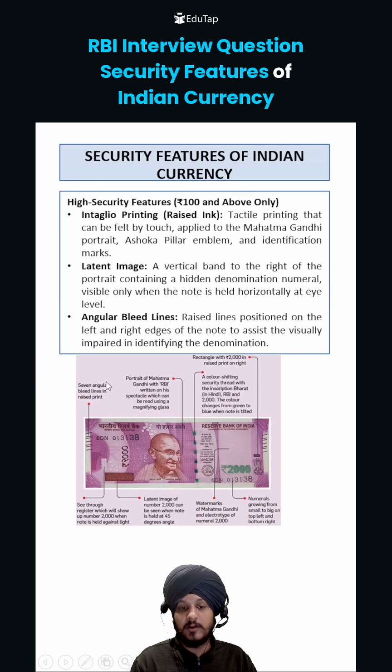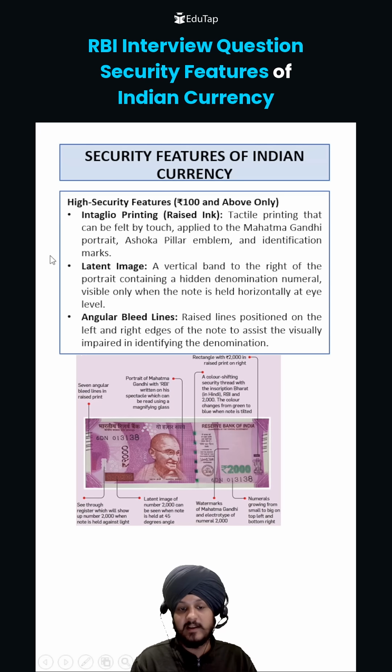The next is angular bleed lines. These are the lines that you can see as a part of this picture. These are basically raised lines on the left and the right side of the edges, and they are very helpful for people who are visually impaired, right? So they are able to identify the denomination through that.